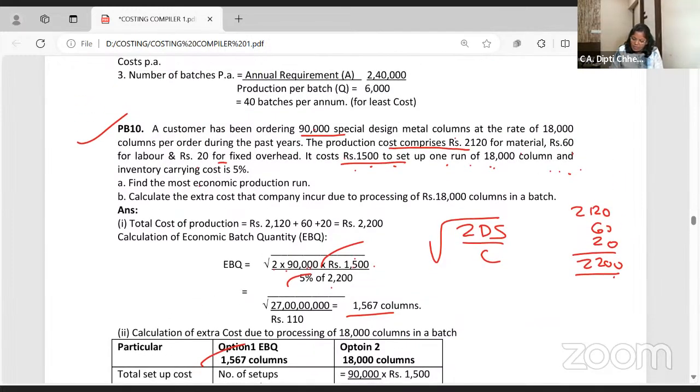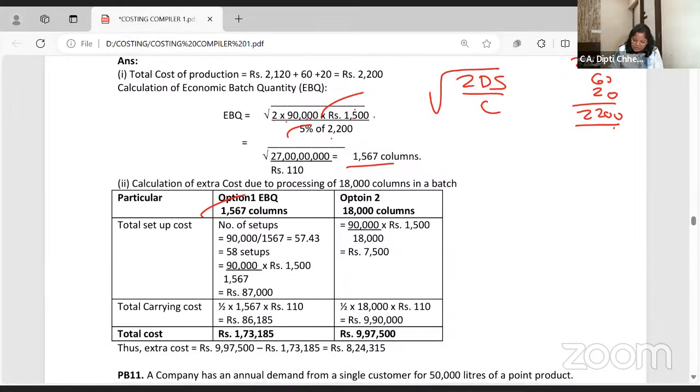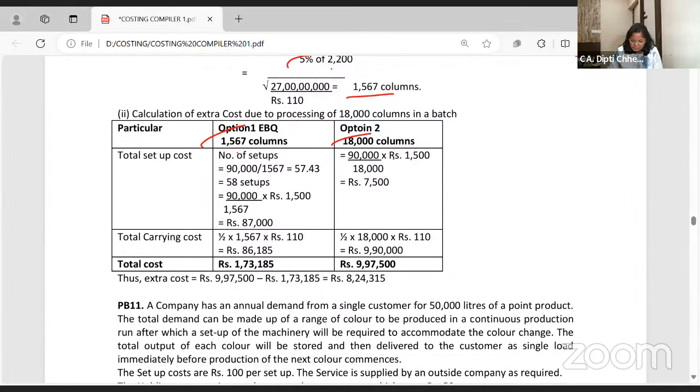But they have been ordering 18,000 columns. So, they should go for this or this. Ma'am, without even looking, obviously at EBQ the cost is equal and lower. So, they should go for this. Okay. Check this once.